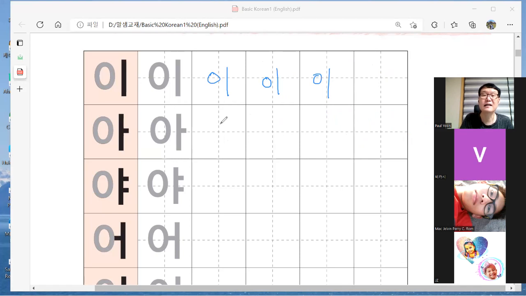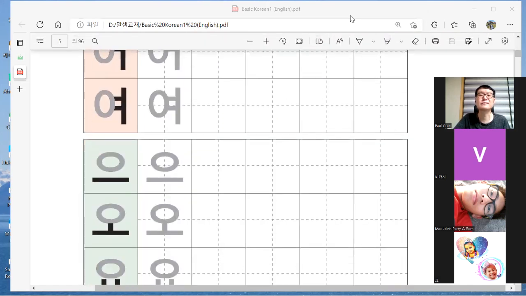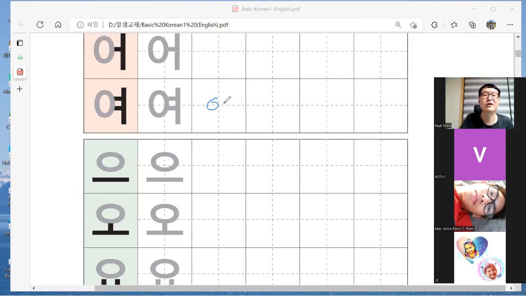So not this one. You only have to start with a consonant first. Like this, a, o, good. Let's practice more.